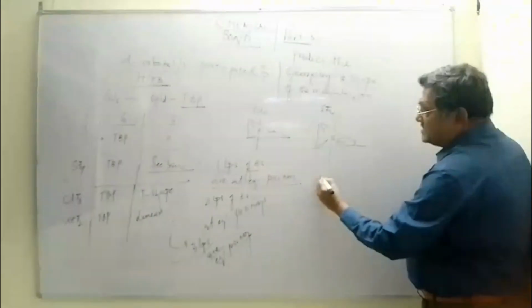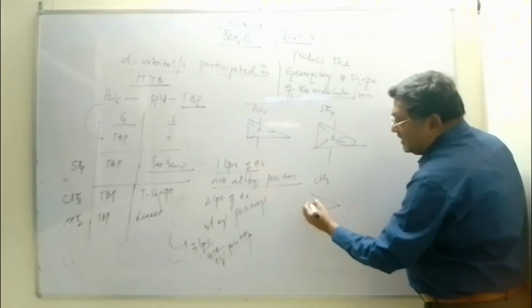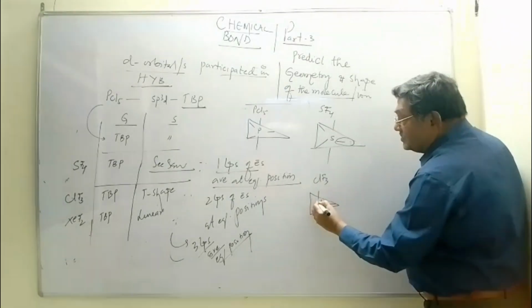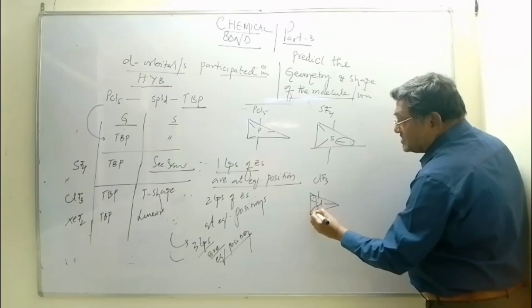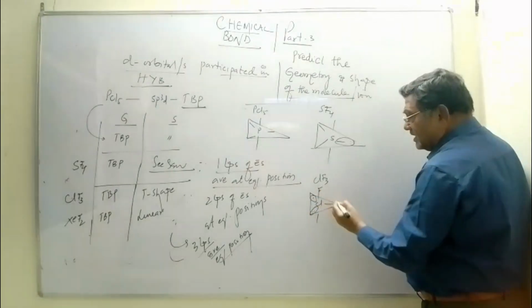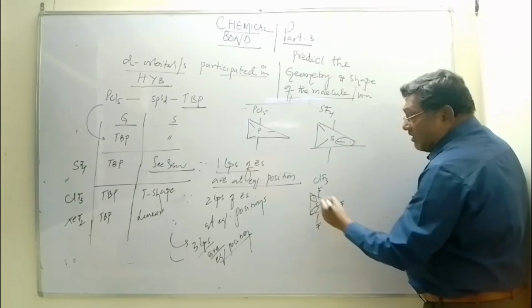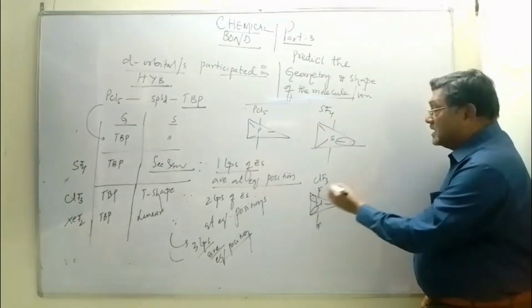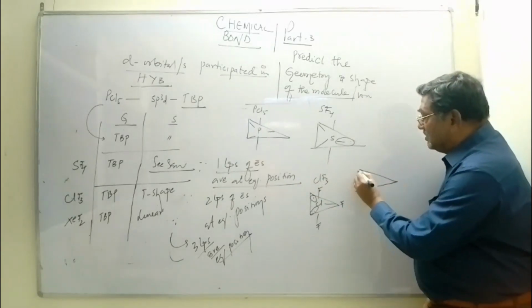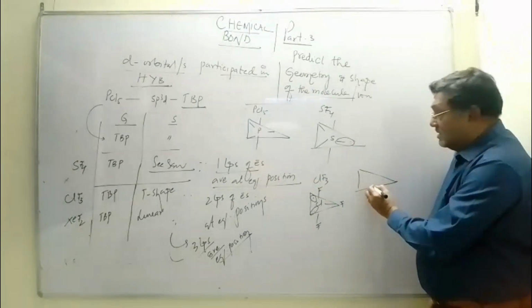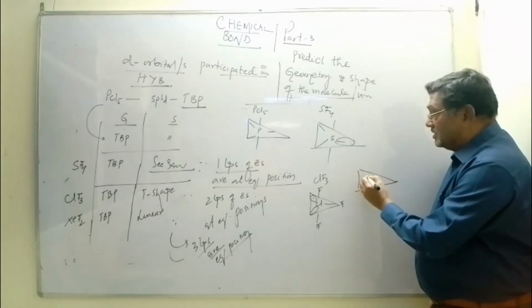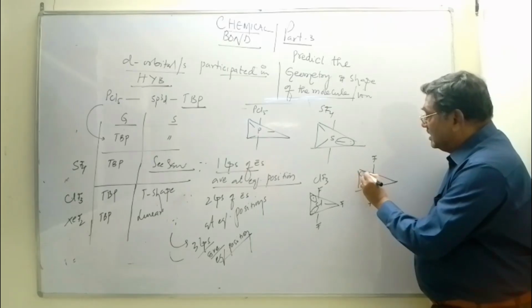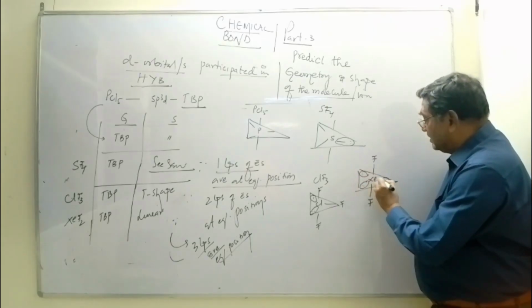The other one is ClF3. We take the central atom here, and 2 lone pairs are extended in sp³d. Practically, they are extended to equatorial positions only. This is ClF3. Coming to XeF2, are you able to see? Are you able to observe me here? XeF2 is going to be here. This is related to this one.